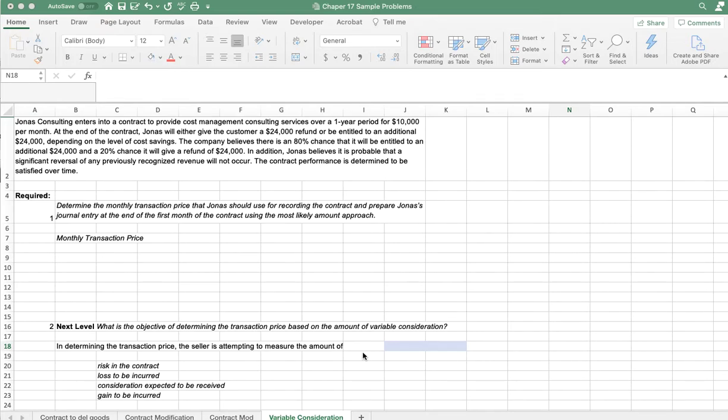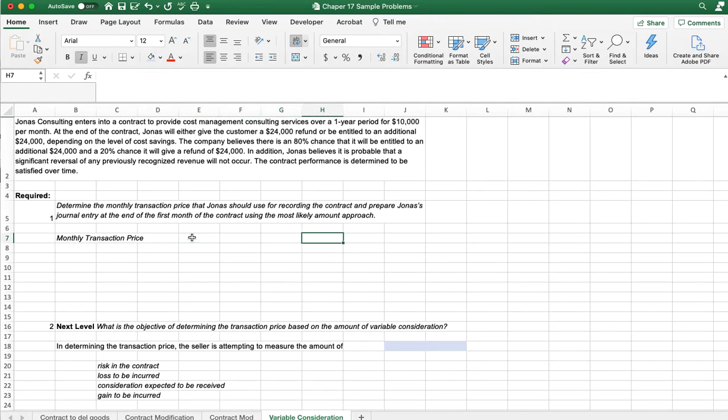And so that means using the most likely amount approach that we need to assume that we will receive the $24,000. And so that means we need to include that in the $10,000 per month. And so what's our monthly transaction price?